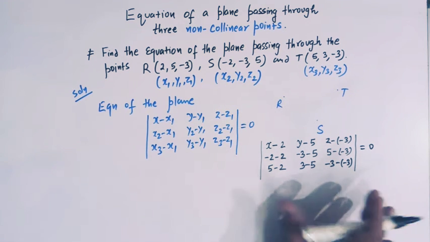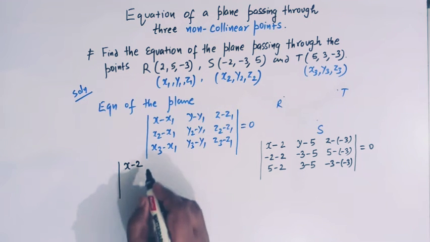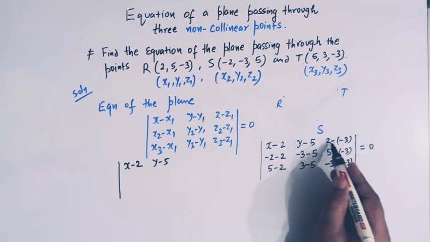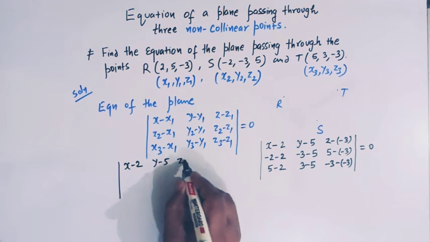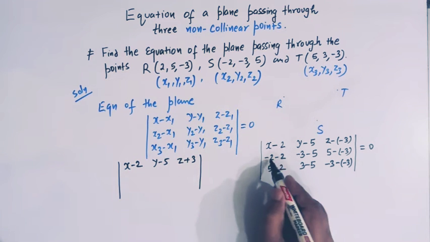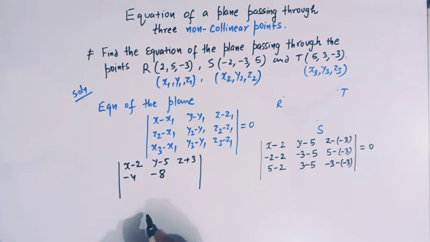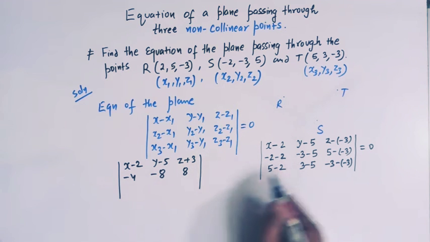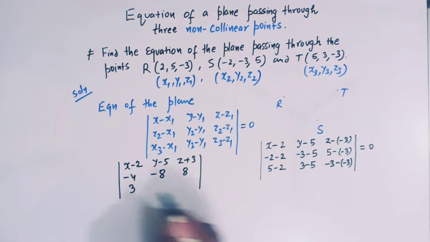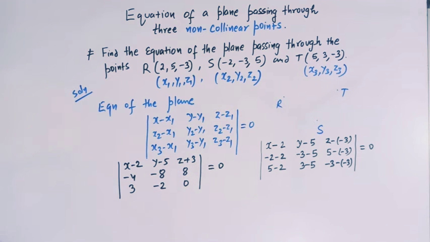Now this can further be simplified as x minus 2, y minus 5, z plus 3, and this is minus 4, this is minus 8, and this is plus 3. So we have 5 plus 3, 8; here we have 5 minus 2, 3; then 3 minus 5 is minus 2; and this is 0. So this is equal to 0, right?